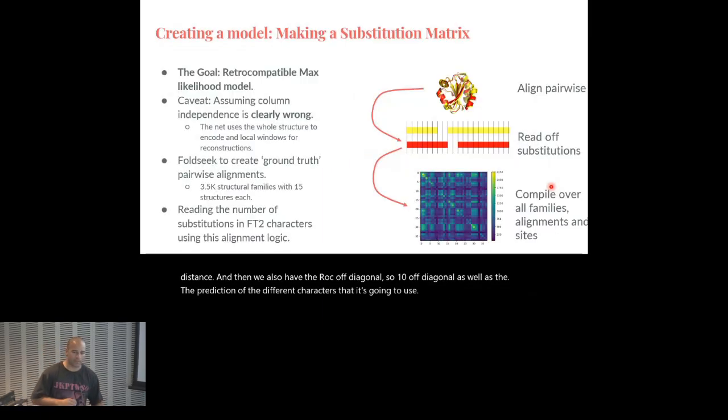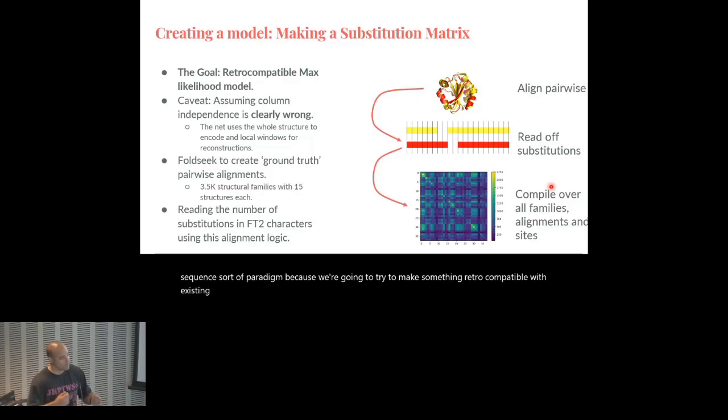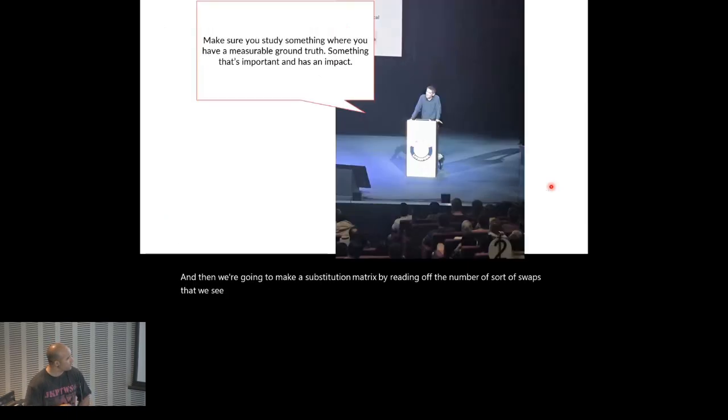So here we're going to break some assumptions that we're making about structure and go back to the sequence paradigm, because we're going to try to make something retrocompatible with existing tools. I would like to make a substitution matrix to be able to align these new sequences and then get trees for them. So we have about 3,500 protein families from the AlphaFold cluster DB, where we're just aligning using fold-seq, because we believe those alignments are using structural information. And then we're going to make a substitution matrix by reading off the number of swaps that we see over this data set.